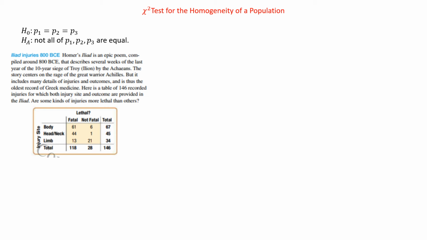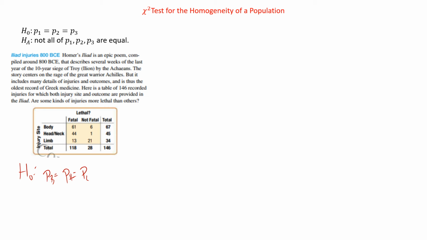The null hypothesis in our case would be that the probability of dying with an injury to the body equals the probability of dying with an injury to the head, which equals the probability of dying with an injury to a limb. So if we wanted to write that, H naught: the probability of body equals the probability of head equals the probability of limb. And then for the HA, I would write out pretty much a sentence: not all PB, PH, PL are equal. It doesn't have to be just an equation.